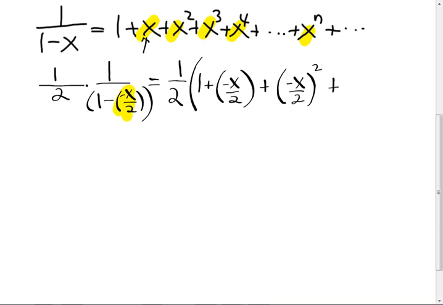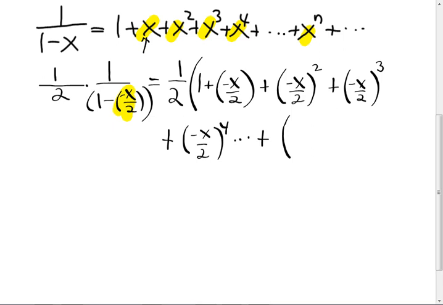Plus, I just left the 1 half out there because it's just a constant. And it's negative x over 2 to the what power? Third. Plus negative x over 2 to the what power? Fourth. Plus, and then it's negative x over 2 to the nth power. Depending on what you're doing, if you're going to do the ratio test, you'll have to simplify that. If you're not going to do the ratio test, you probably can just leave it. They will ask you for the nth term.